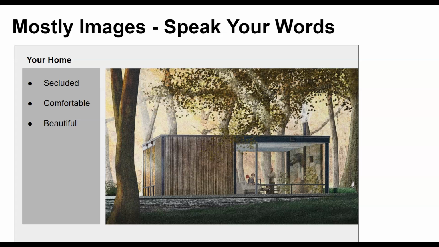The little light gray area is supposed to be a PowerPoint slide, and I just put an image next to it. It says "Your home," and just three bullet points: secluded, comfortable, beautiful. Now I'm not going to go into this. If I were giving this presentation about this house using this slide, I would go into all of those points. But you can see the points are just there to get enough across, but it's mostly image.